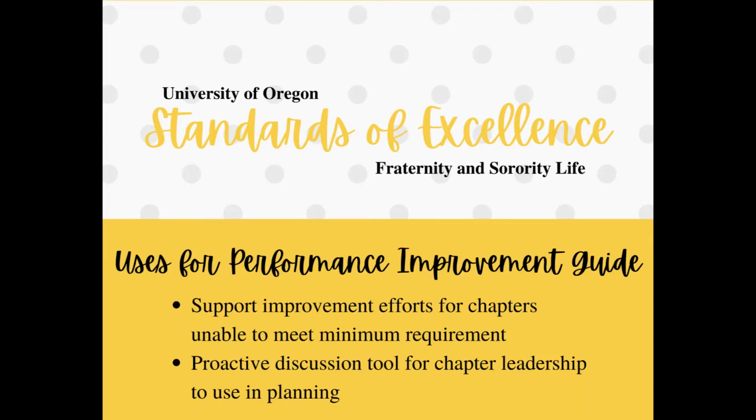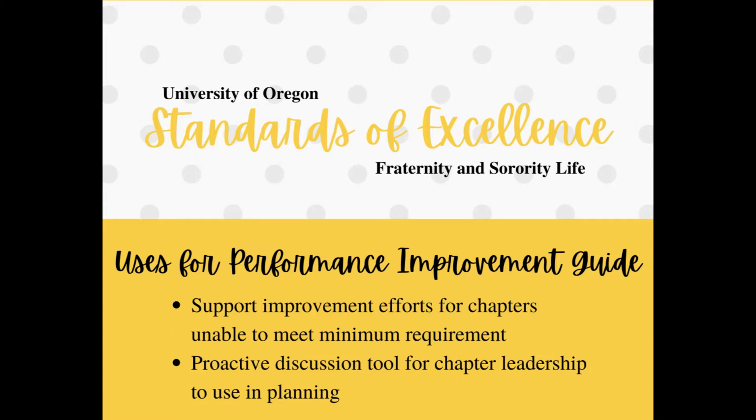The Performance Improvement Guide serves a couple of different functions for chapters. First, if a chapter does not meet the minimum standard requirements in a given year, this document supports chapter executive boards in building a plan for improvement. The second function of this document is to help chapters preemptively plan for the goals they wish to achieve.